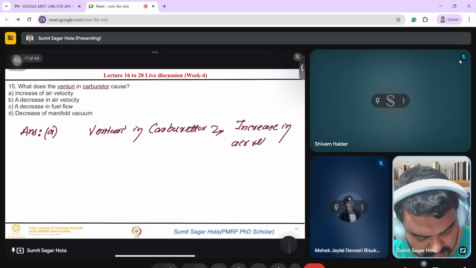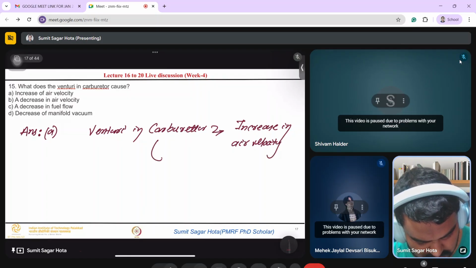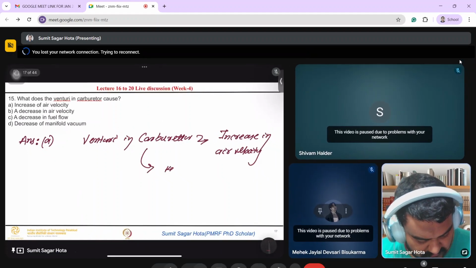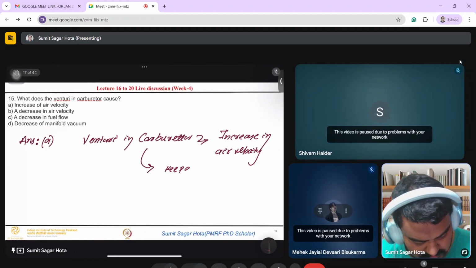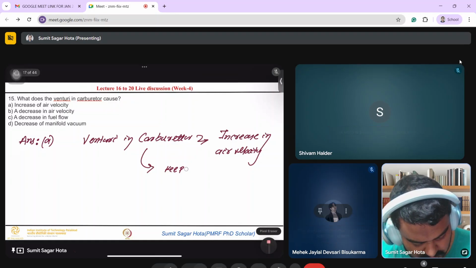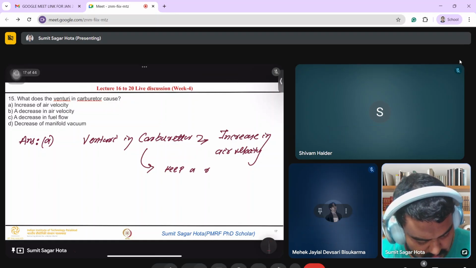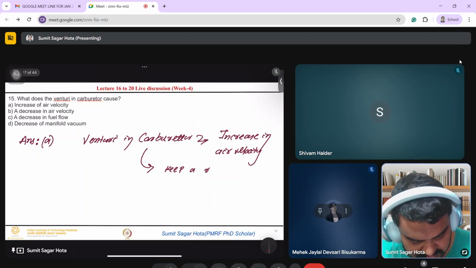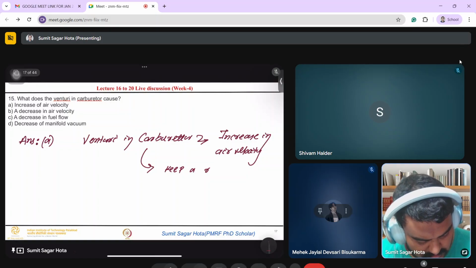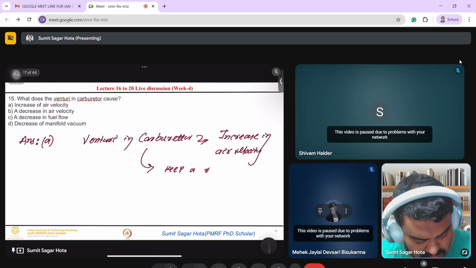What extra it will do? It will keep a reserve of fuel or constant head. Okay.